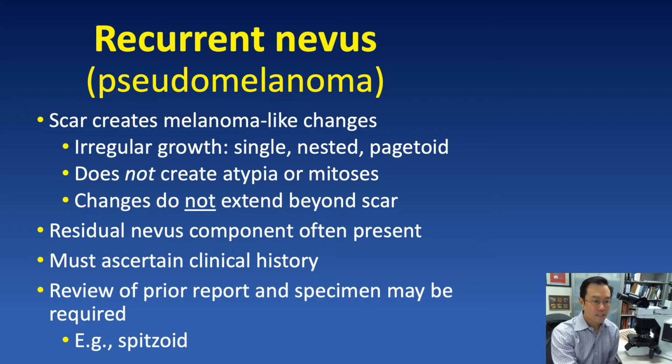Fortunately, in most cases, a residual obvious nevus component is present, and one must ascertain the clinical history, and sometimes it's also necessary to review the prior pathology report and/or the prior pathology specimen in order to make a definitive assessment and not overcall melanoma. This is particularly important for spitzoid melanocytic neoplasms.